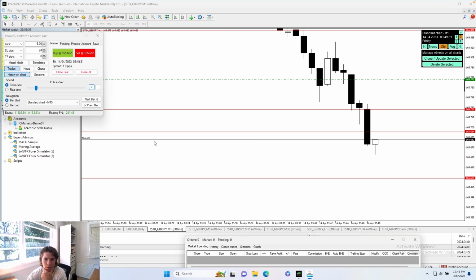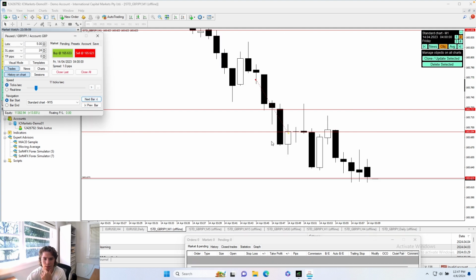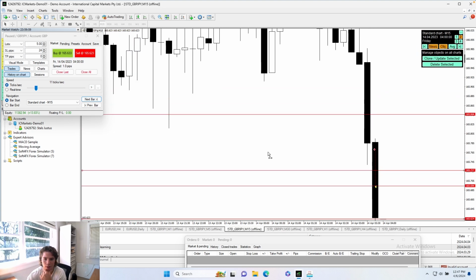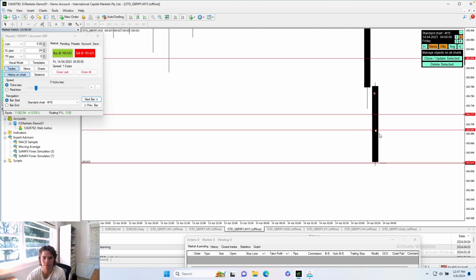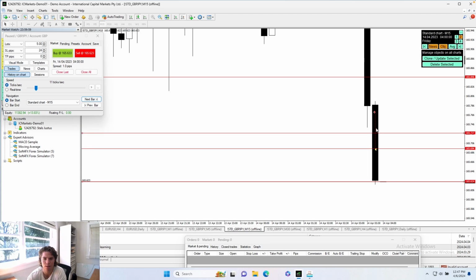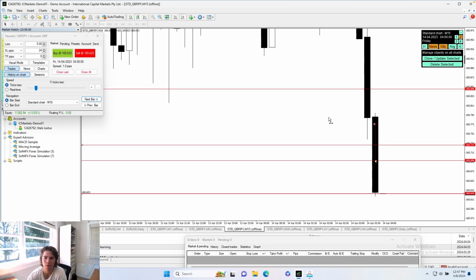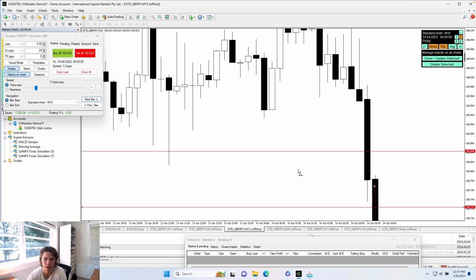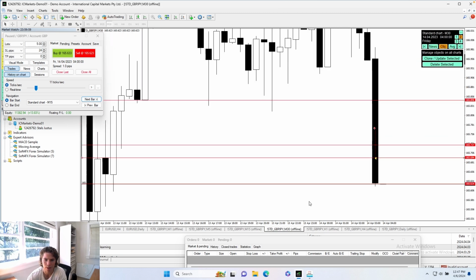8 pips, I'll take it. It did end up filling the range, right? So it did end up filling the range, but yeah, I'm very happy with that trade. Plus 8 pips, it's small, but we had to recognize that we didn't have heaps of room, and I quite like that trade.